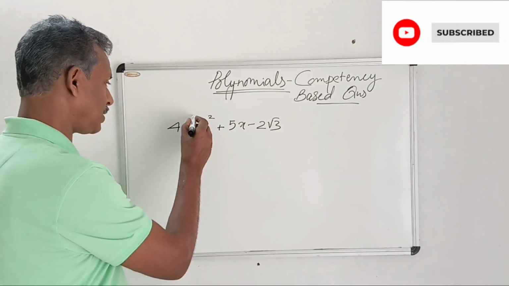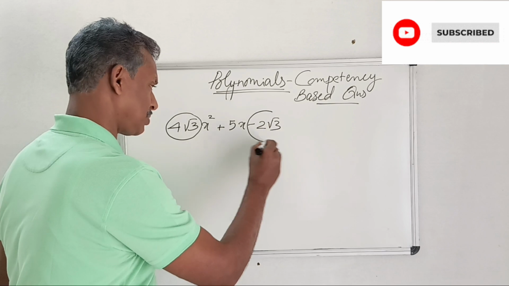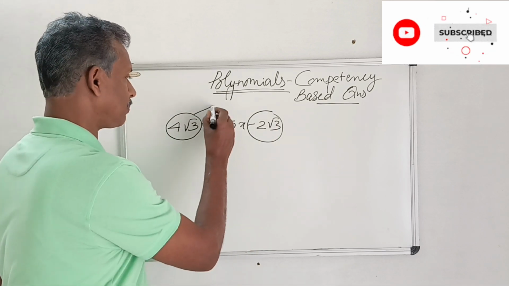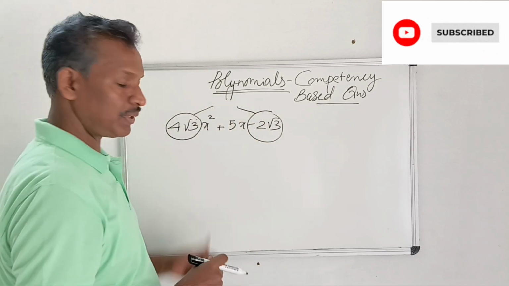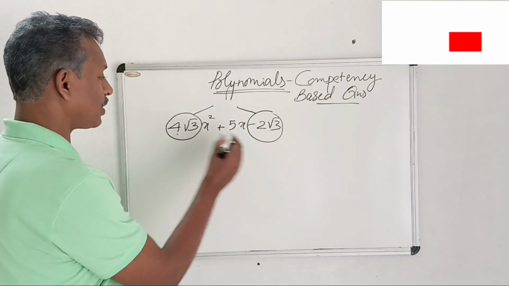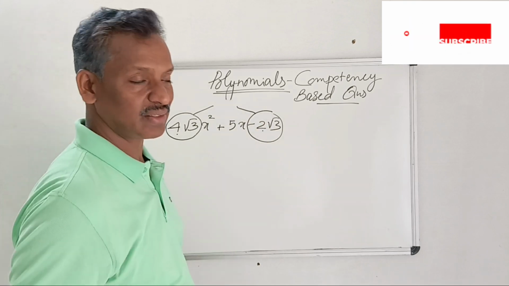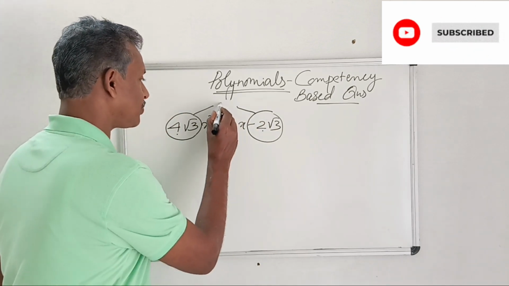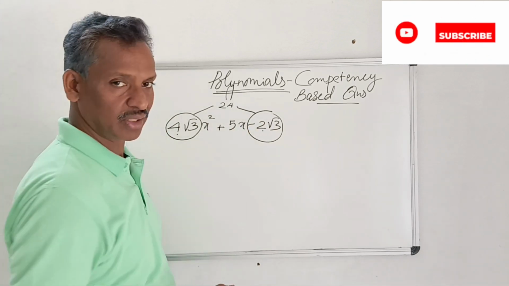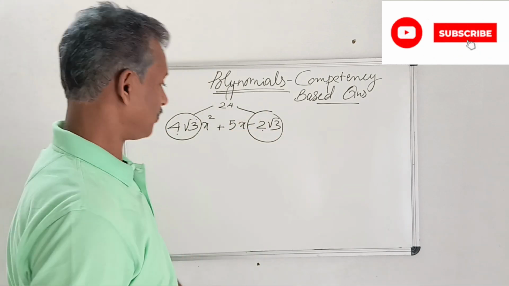Okay, before splitting, you have to take the coefficient of x square and the last term, the constant. You multiply these two. That means the coefficient of x square and the constant term you have to multiply. 4 into 2, 4 2s are 8. Root 3 into root 3, it is 3. 8 3s are 24. 24 is the product of the coefficient of x square and the constant.